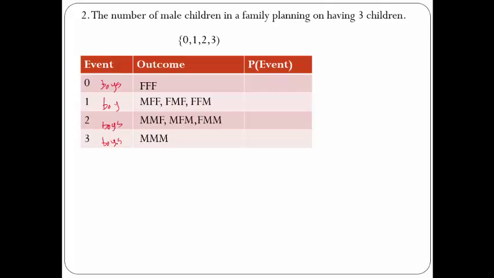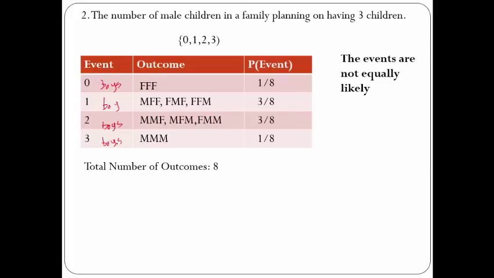So in terms of probabilities, the total sample space here is 8. They have 8 different possibilities. So there's 1 way to have 0 boys, 3 ways to have 1, 3 ways to have 2, 1 way to have 3. So here, they are more likely to have either 1 or 2 boys than all boys or no boys.